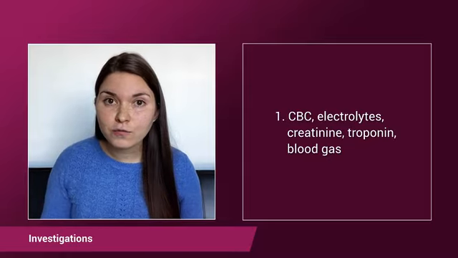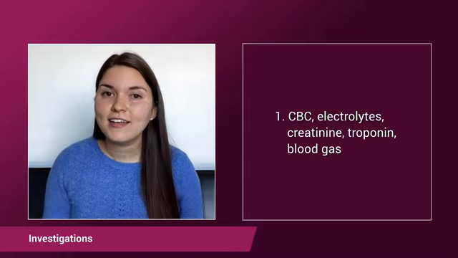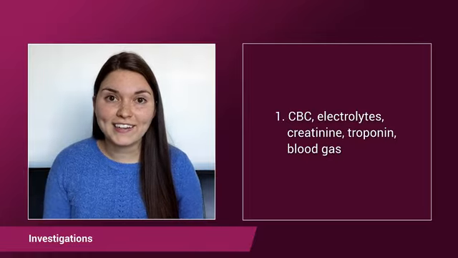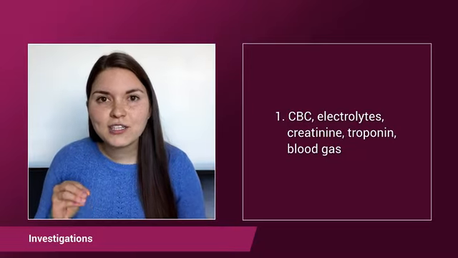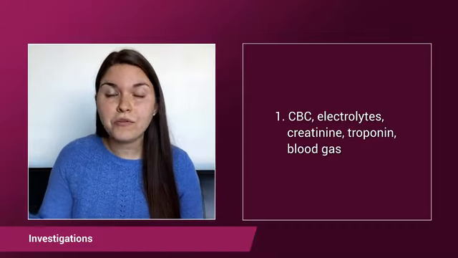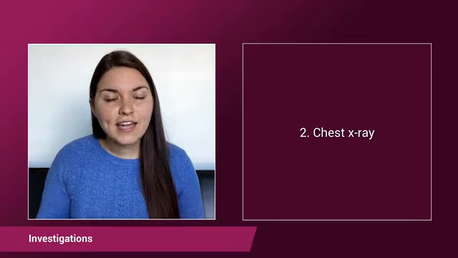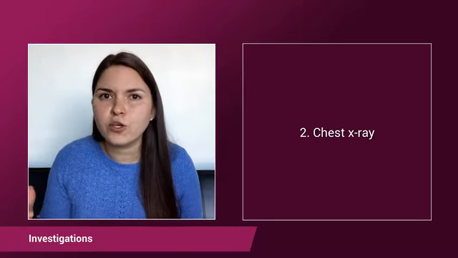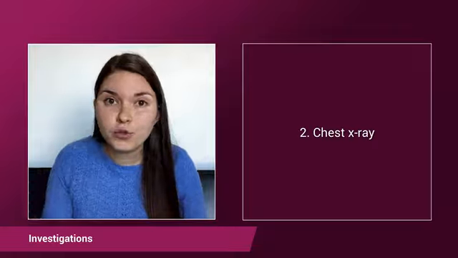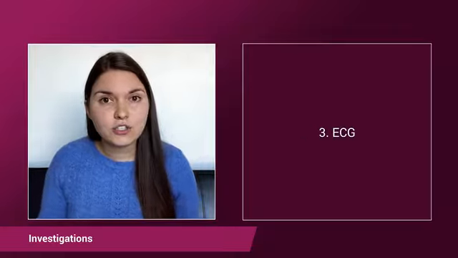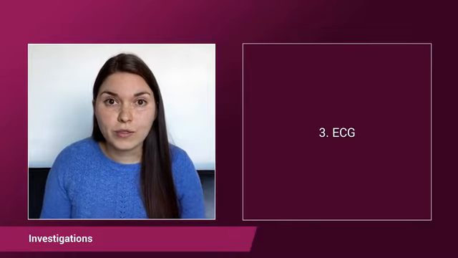Your initial investigations are going to be aimed at ruling out other diagnoses, determining the trigger for the exacerbation, and figuring out the severity of this COPD exacerbation. So we'll start out with a basic panel of blood work, including a CBC, electrolytes, troponin, creatinine, and blood gas. Pay special attention to the rise in the CO2 and whether the patient is acidotic. Then get a chest x-ray looking for volume overload, an infiltrate, or even a pneumothorax. Get an ECG to look for signs of ischemia or arrhythmias.